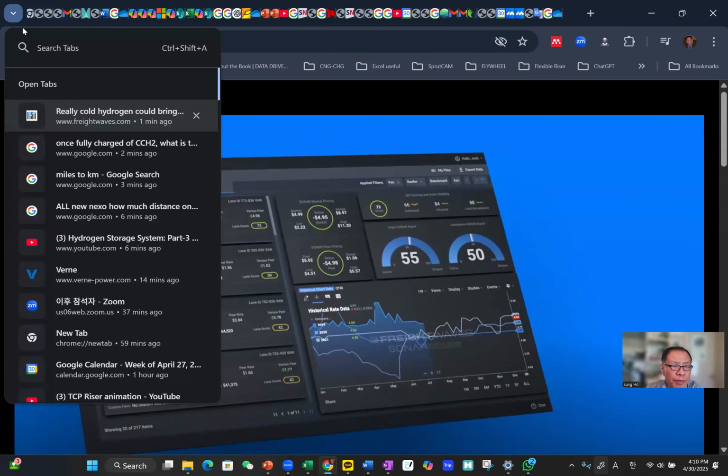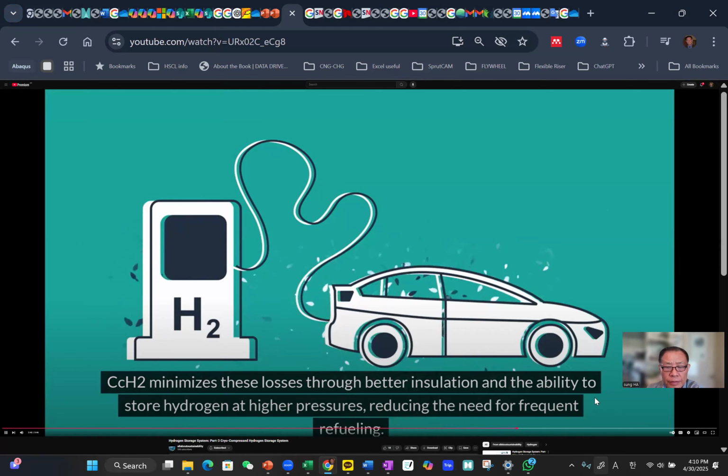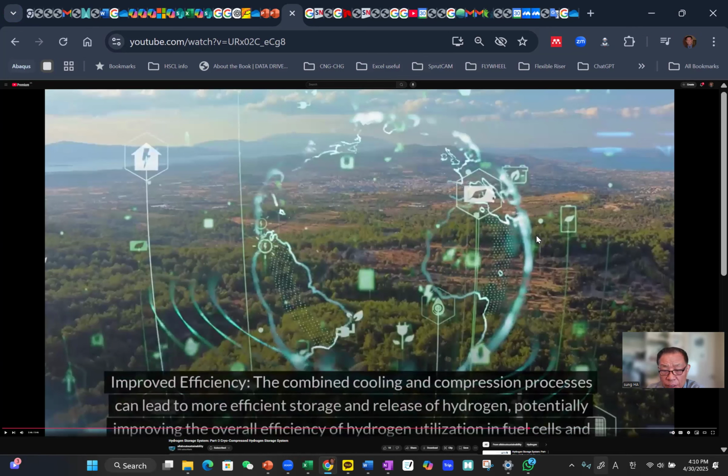So it is important to understand the CGH2, LH2, and CCH2. Pressures, reducing the need for frequent refueling. Improved efficiency. Well, let's have a 10-minute break. It is 4:10. Let's come back at 4:20. Thank you.